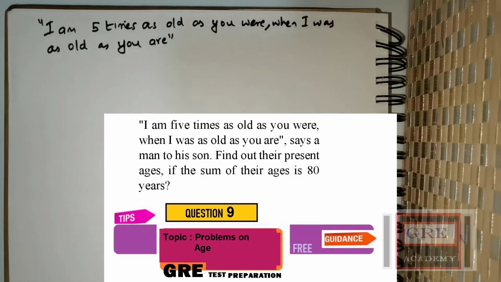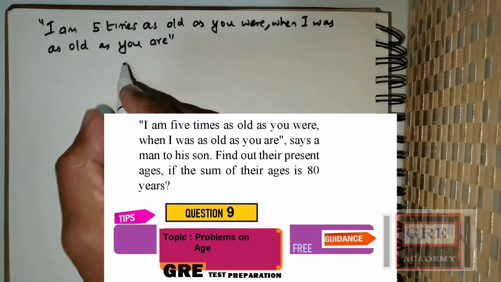Students, in this question we are given a very interesting statement. It reads as follows: I am 5 times as old as you were when I was as old as you are, says a man to his son. Find out the present age of the man and the son if the sum of the ages is 80 years. This is a very good question. So how are we going to do that?